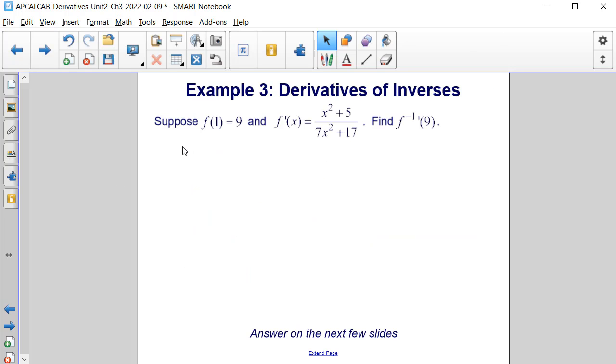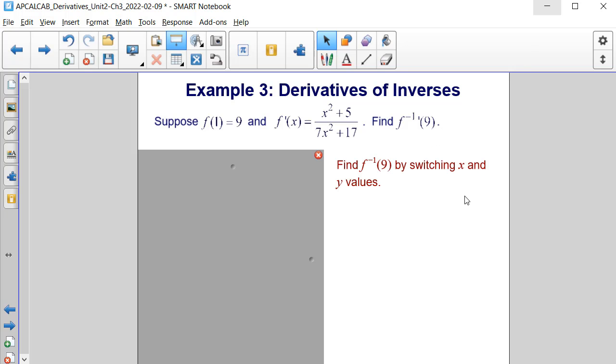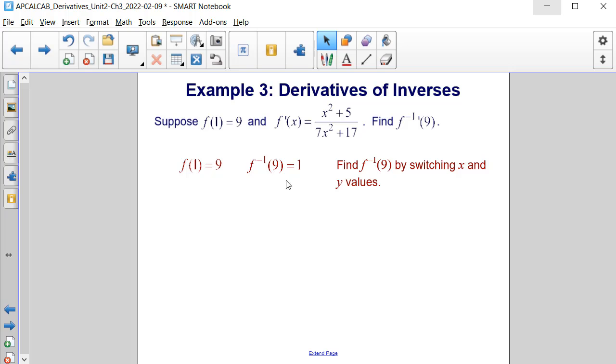Let's try another example. Suppose f of 1 is equal to 9, and f prime of x is equal to the quantity x squared plus 5 divided by the quantity 7x squared plus 17. Find the derivative of f inverse of 9. Since we know that f of 1 is equal to 9, we can find f inverse of 9 by switching the x and y values around.